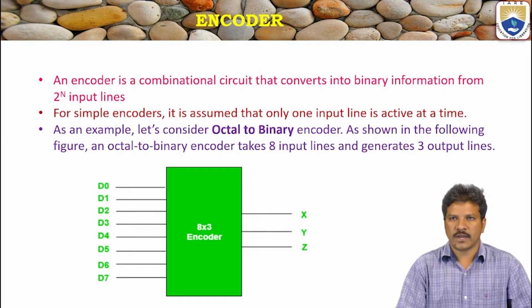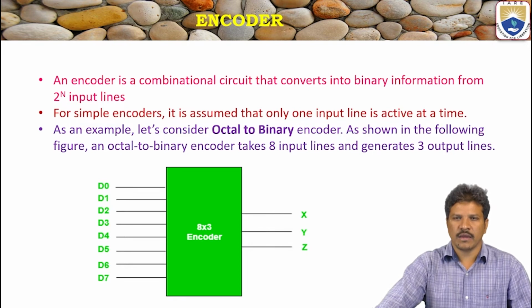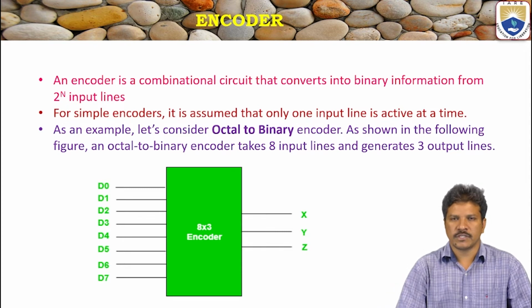Encoder is a combinational circuit that converts the binary information from 2 power n input lines. Basically, a combinational circuit which requires 2 power n lines into n bit outputs. For simple encoders, it is assumed that only one input line is active at a time.